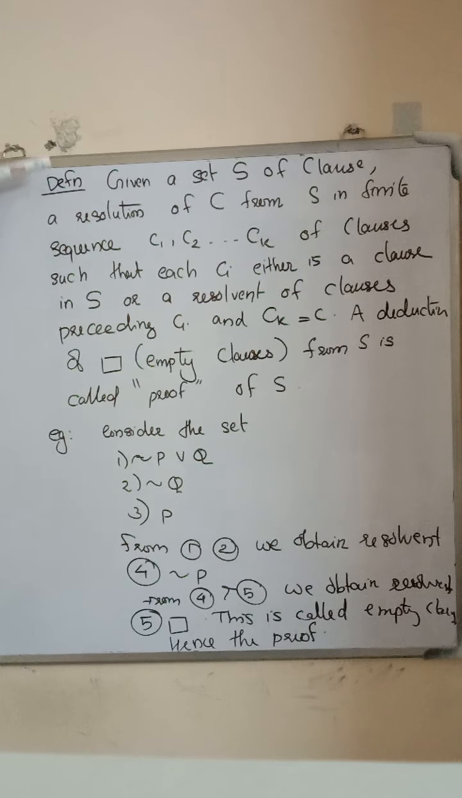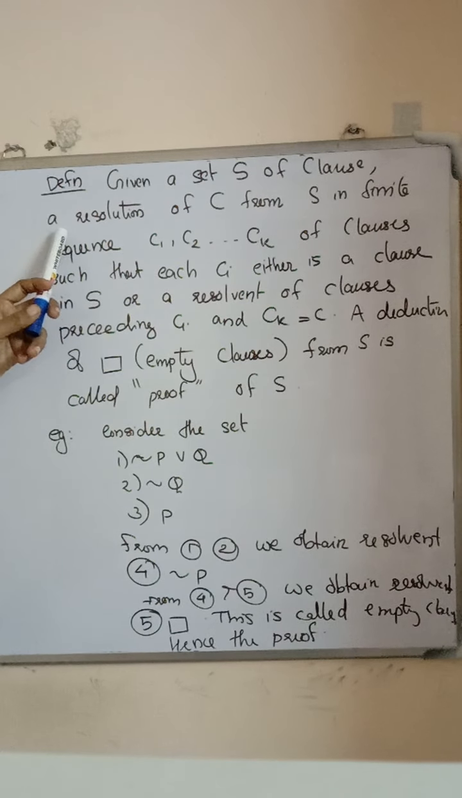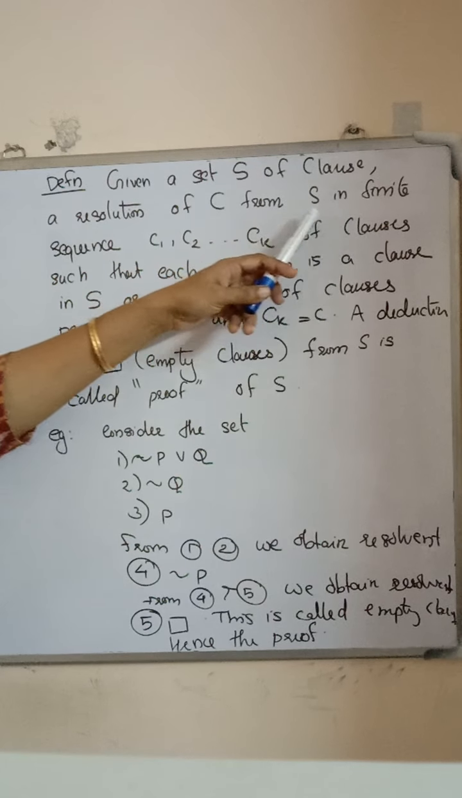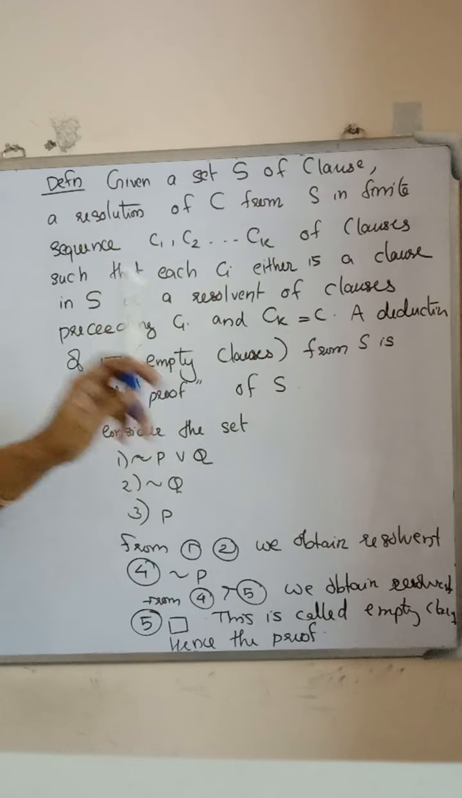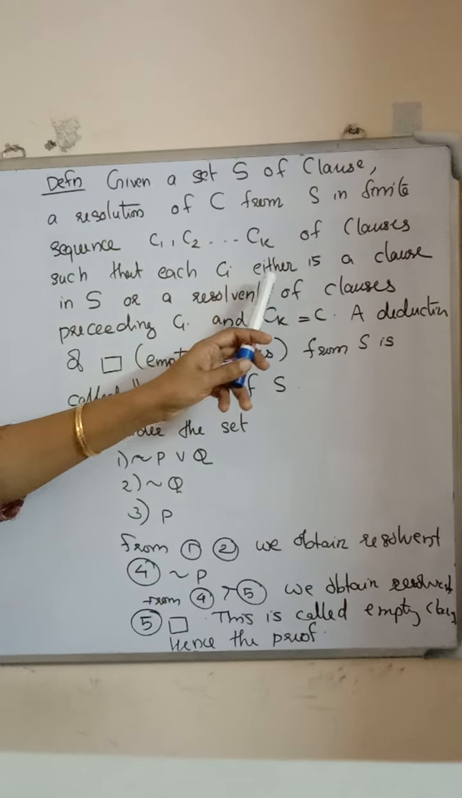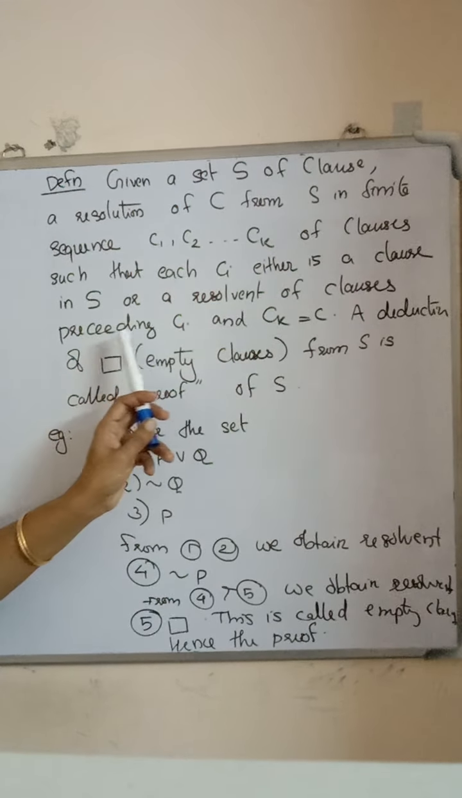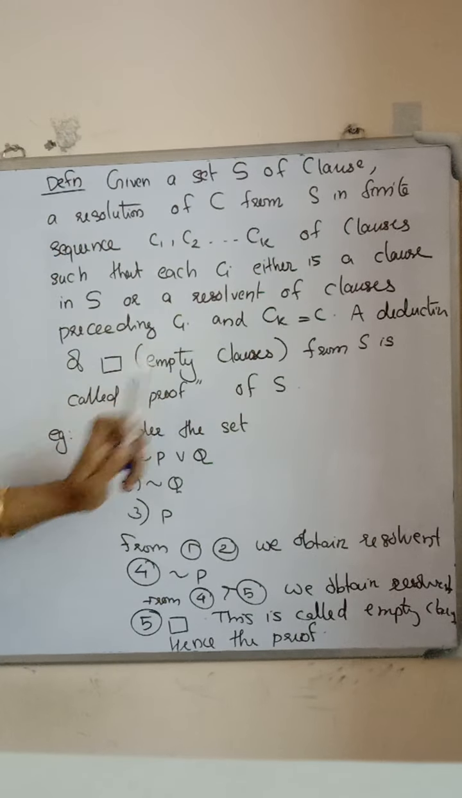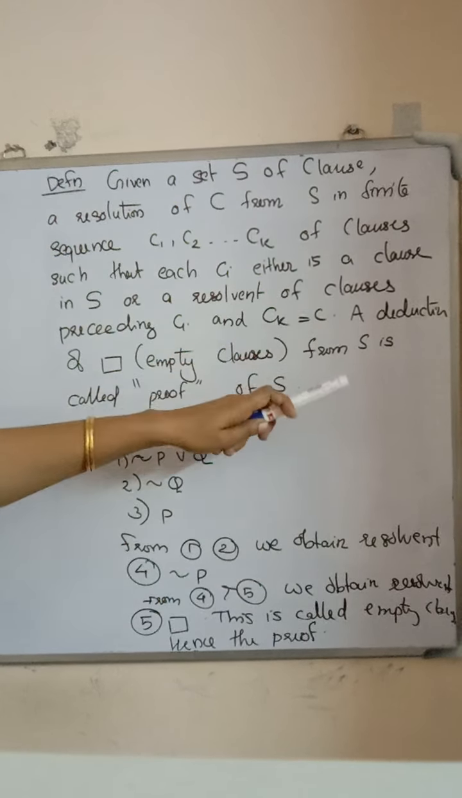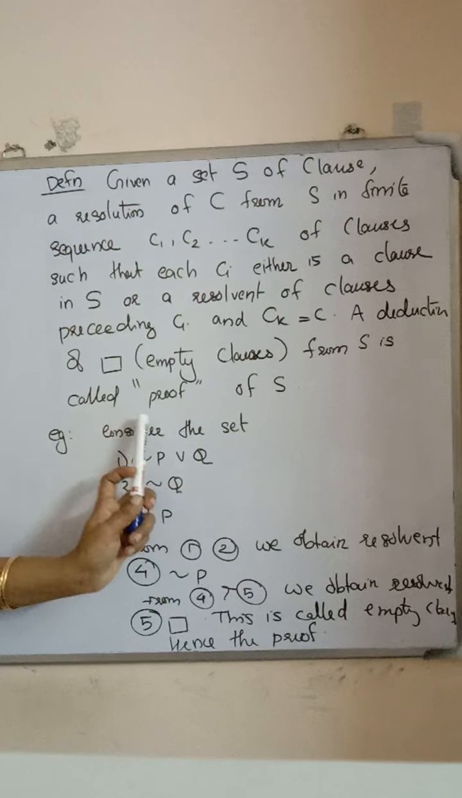Next definition. Given a set S of clauses, a resolution of C from S is a finite sequence C1, C2, up to Ck of clauses such that each Ci is either a clause in S or a resolvent of clauses preceding Ci, and Ck is equal to C. A deduction of the empty clause from S is called a proof of S.